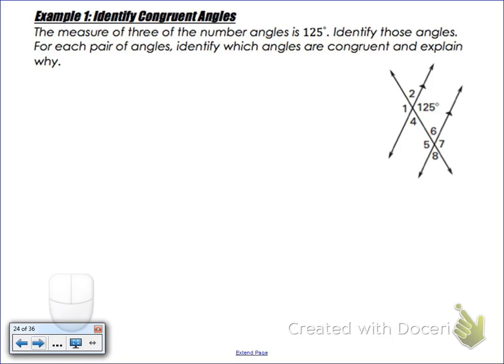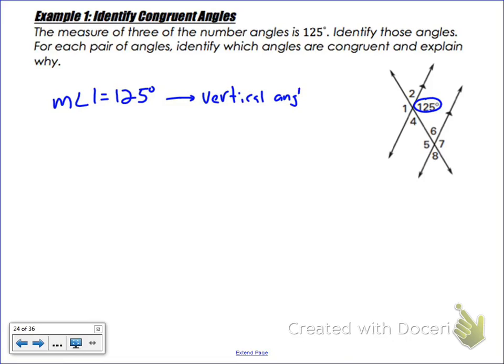So example 1, we have the measures of three of these other angles are 125 degrees. We want to identify what those angles are, and we want to say what's the relationship back to this original angle, which is 125 degrees right here. So the first one will be the measure of angle 1. It is also going to be 125 degrees. So what's the reason why? What's the relationship between angle 1 and my original angle of 125 degrees? These angles are vertical angles, and we know vertical angles are congruent.